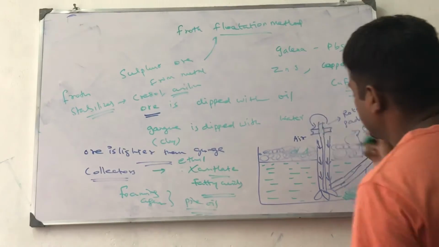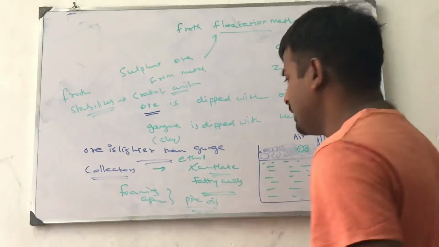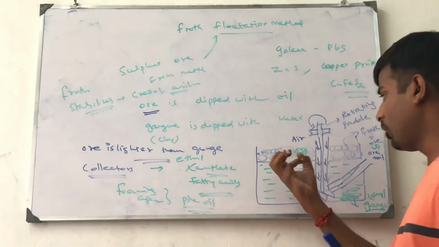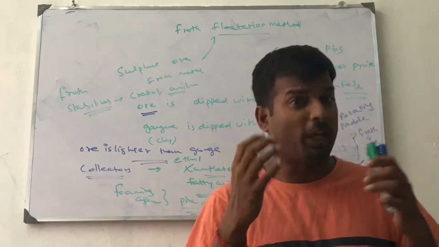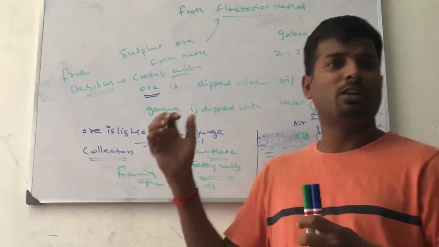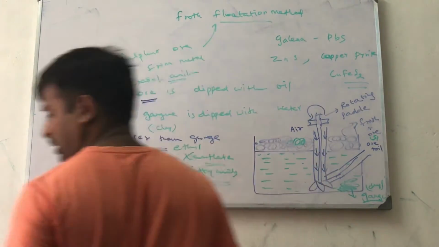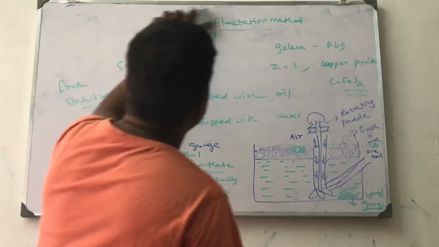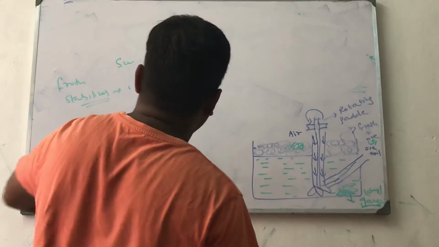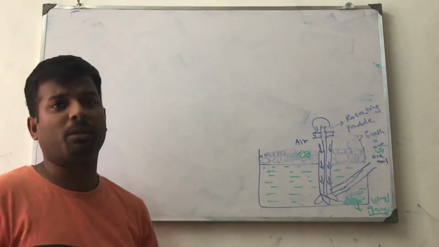The froth stabilizer holds the sulfide ore with it. So the froth stabilizer is the one which stabilizes the sulfide ore, so that the sulfide particles are stable in nature. Next one, how the ore is extracted from the impurity.